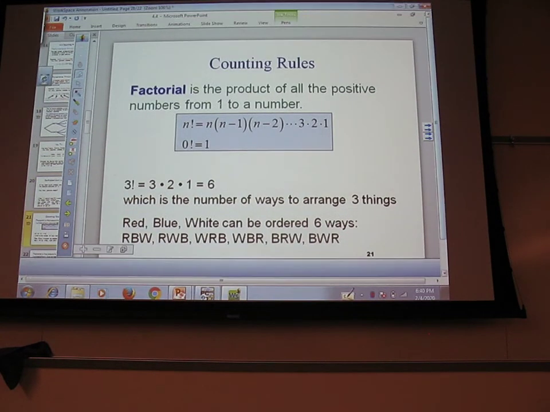Counting rule. Do you guys need a minute to check with the neighbors about it? Take 30 seconds if you want. Check with your neighbors, it's fine.